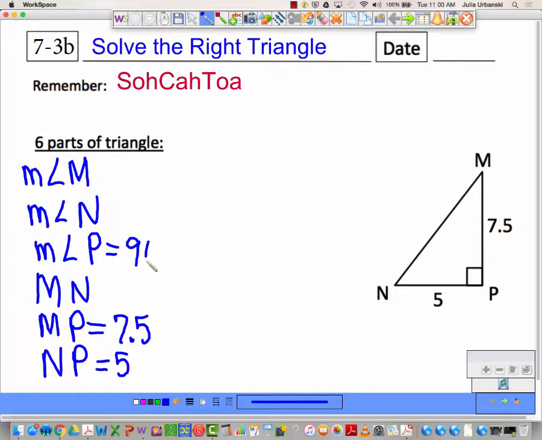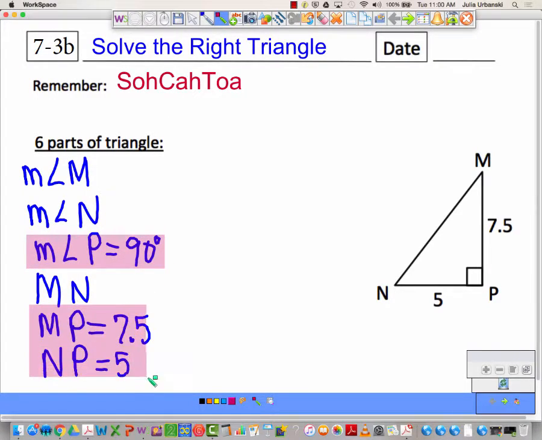Good. Alright. So every time you get a problem like this, you're going to have 3 things that have to be given to you. What we have to focus on are the 3 things that we don't know. So let's start with angle M. Let's make angle M our focus angle, and that has to stay throughout the whole rest of the problem. You can't change the focus angle in the middle of the problem unless you erase and start all over again.